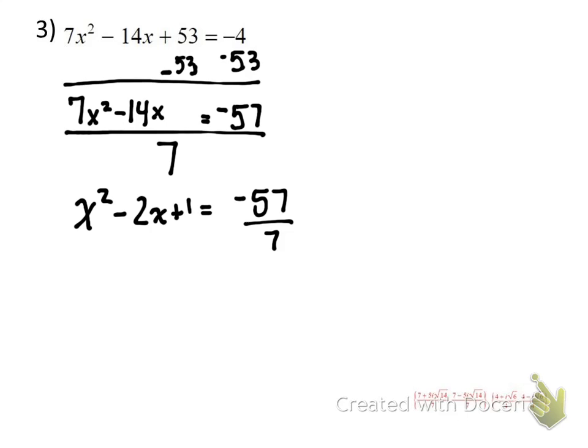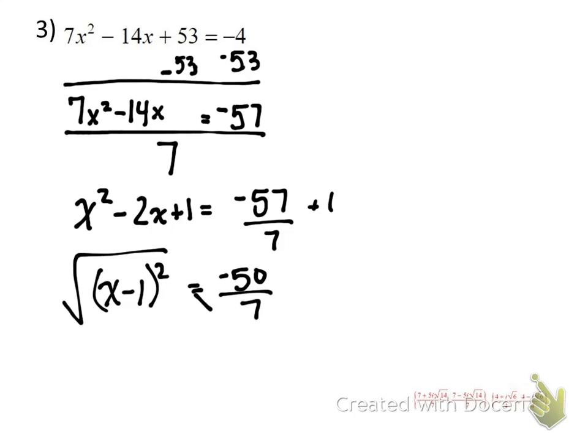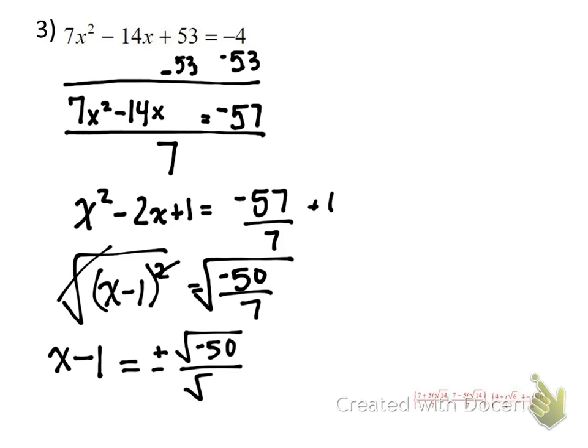Complete the square. We're going to add c to both sides, which is just a plus 1. And we factor the perfect square trinomial, so it's going to be x minus 1 squared is equal to, simplifying, negative 57 over 7 plus 1 is going to be negative 50 over 7. Take the square root of both sides. The square root cancels out with the square, leaving just x minus 1 is equal to the positive and negative square root of negative 50 over the square root of 7. Add 1 to both sides.